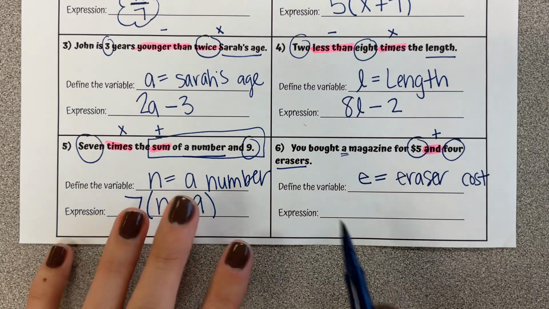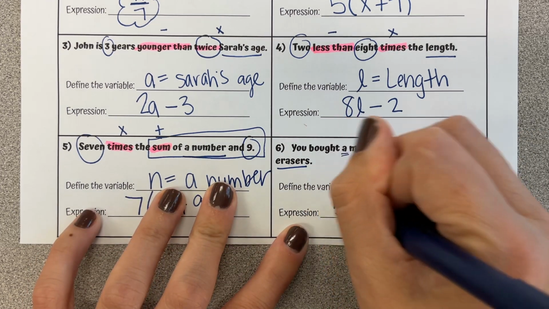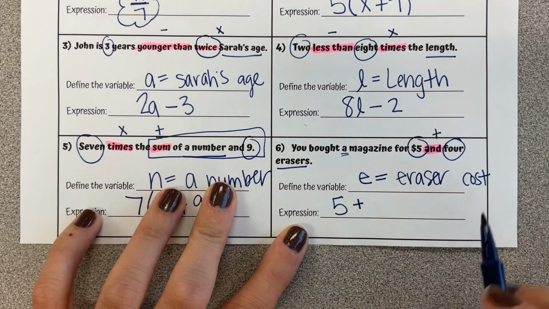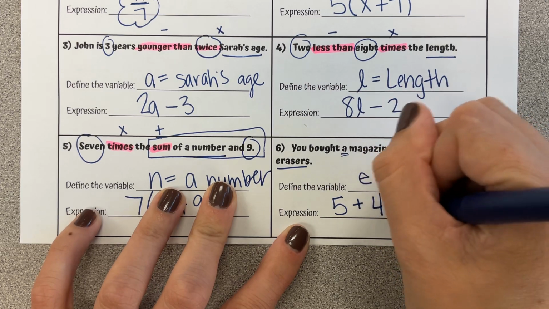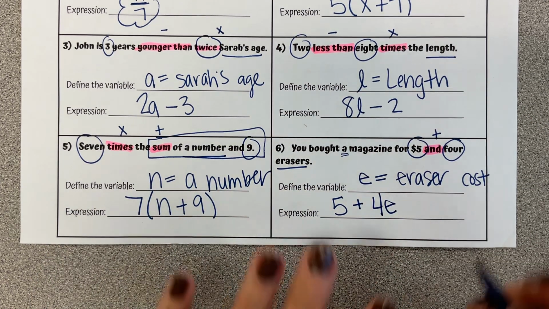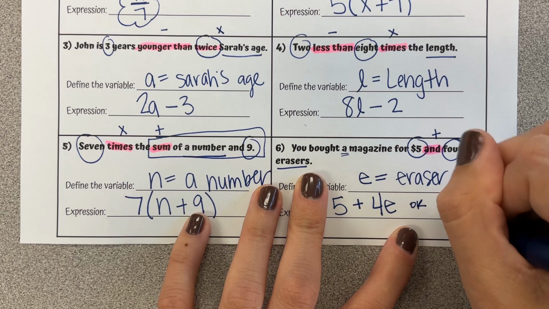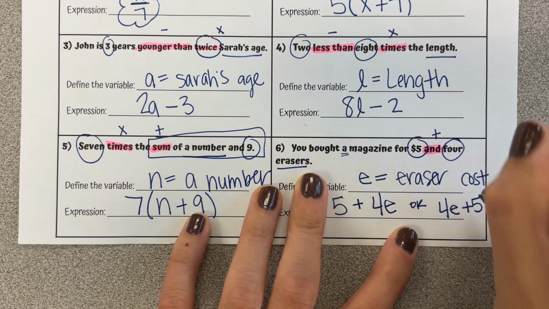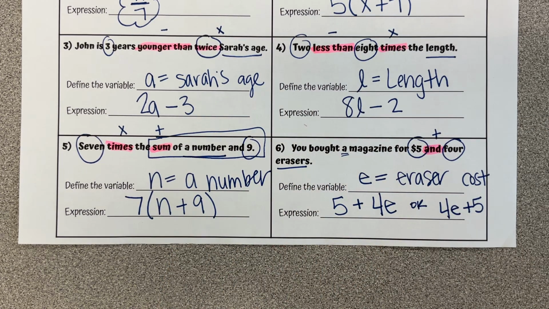So for my expression, I'm going to take my magazine of 5, plus I'm going to add in, we have 4 erasers. Or you could do the reverse. 4 erasers plus 5 would mean the same thing.